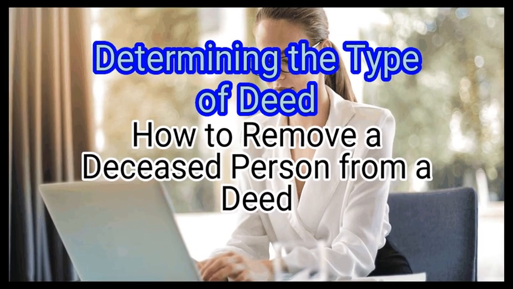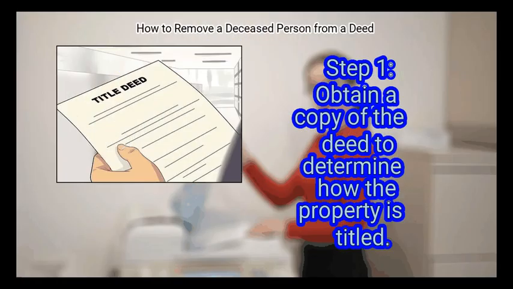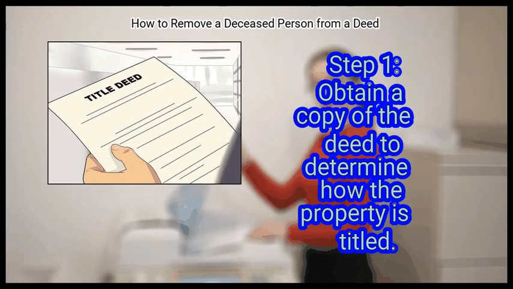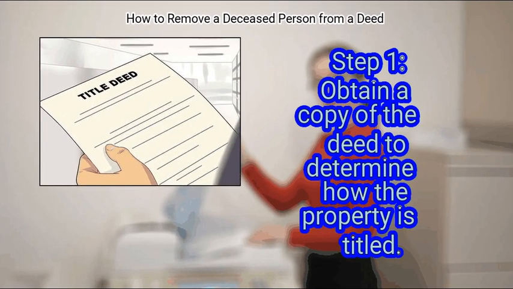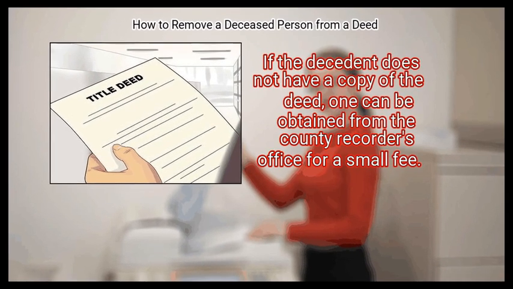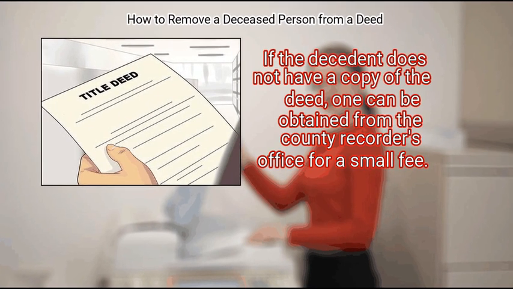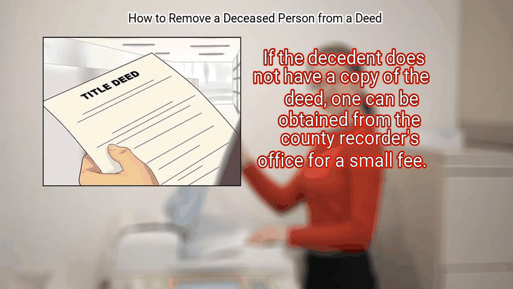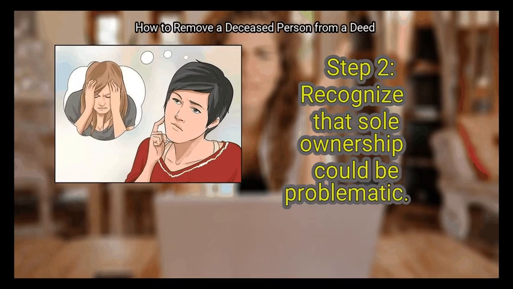Method 1. Determining the type of deed. First, obtain a copy of the deed to determine how the property is titled. If the decedent does not have a copy of the deed, one can be obtained from the county recorder's office for a small fee.